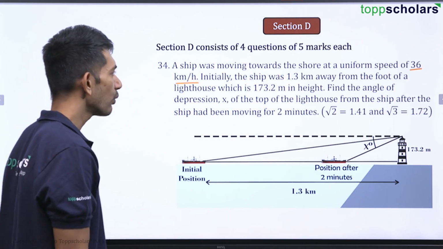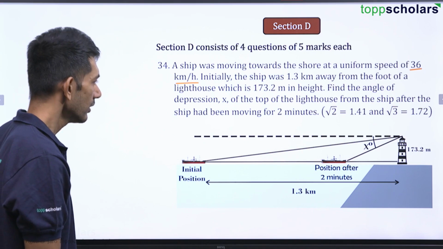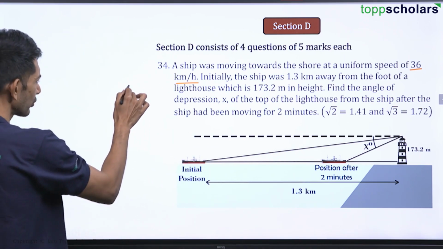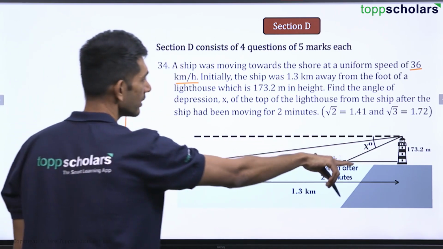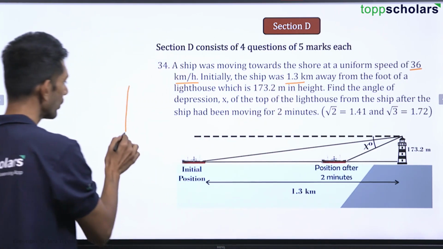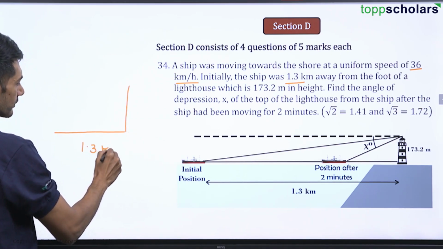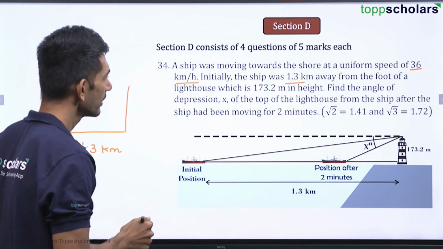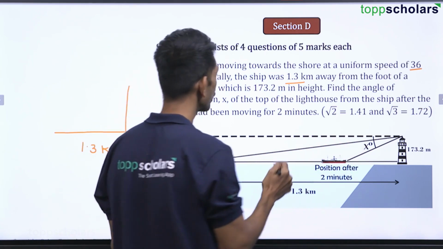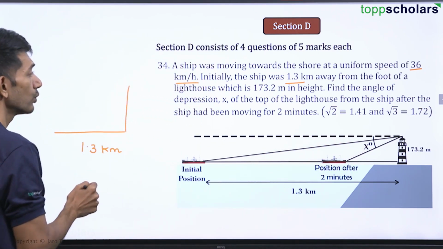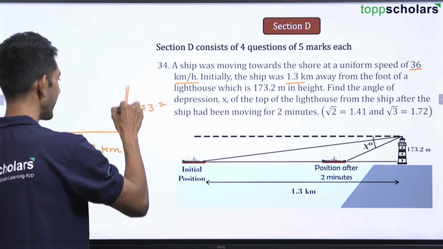Initially, the ship was 1.3 km away from the foot of the lighthouse. So suppose there is a lighthouse, you can see the figure also, it's very clear. The lighthouse is given and the distance between the ship and the lighthouse is given, 1.3 km. What else is given? The height of the lighthouse is also given, 173.2 meters. 173.2 meters is the height of the lighthouse, that is this part.